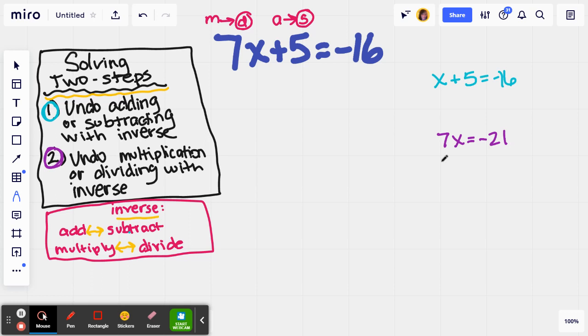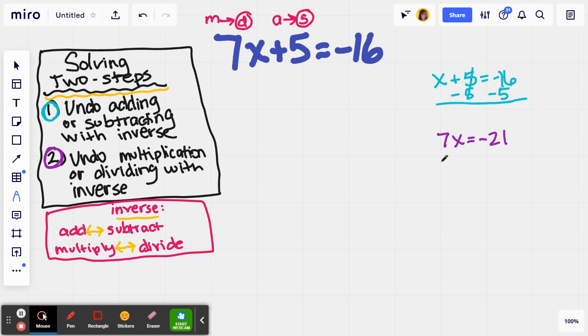So let's go ahead and see what we should do for the first step here. So if I have this little one step, and also if I'm doing the first step of a two-step, it says undo the adding and subtracting part with the inverse. Well, I see that we're adding 5, and I know the inverse is to subtract.